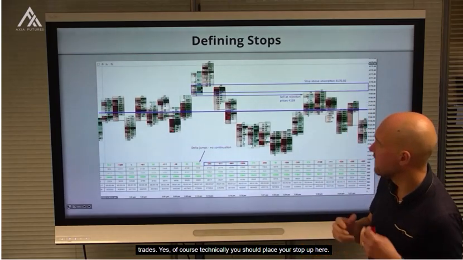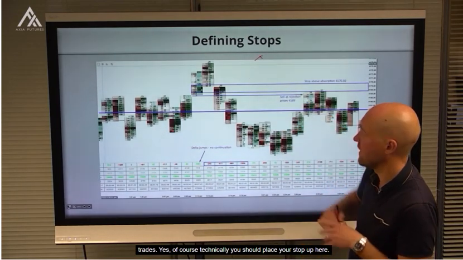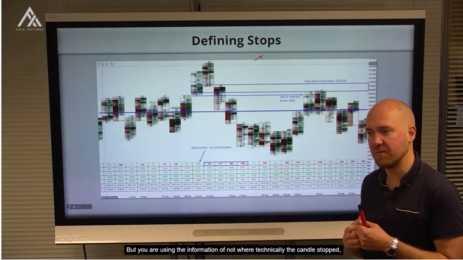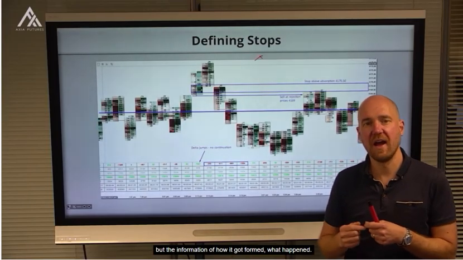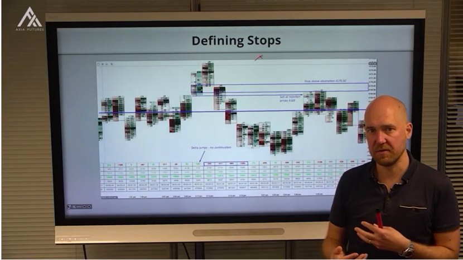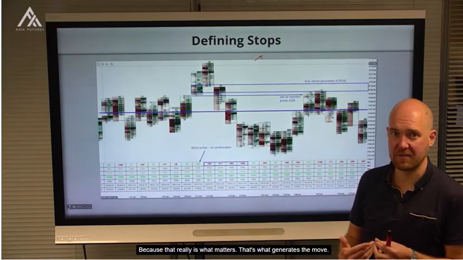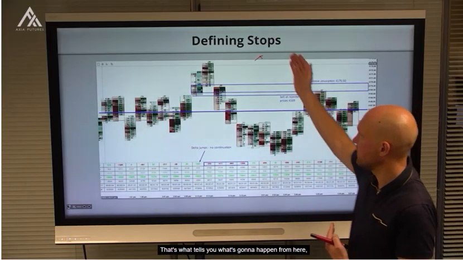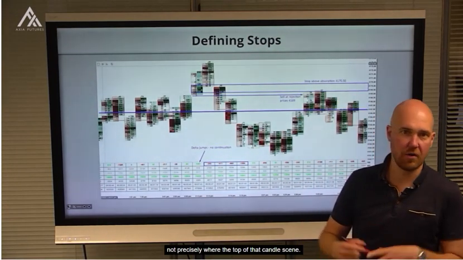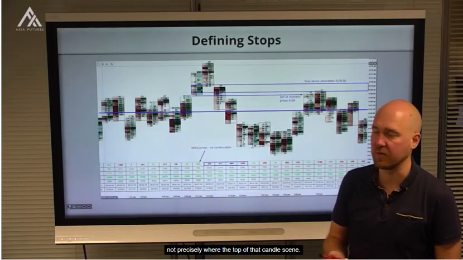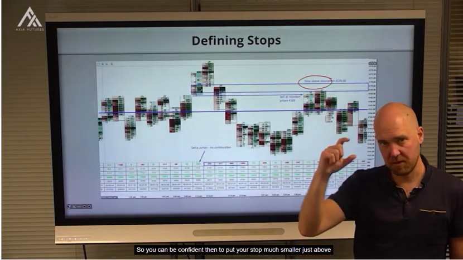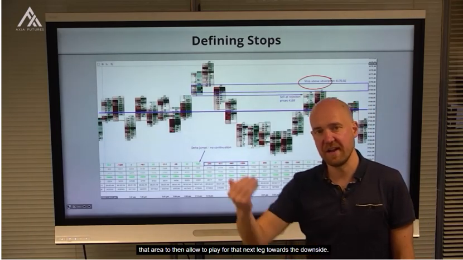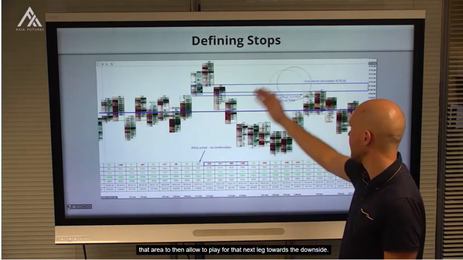Yes, of course, technically you should place your stop up here, but you're using the information of not where technically the candle stopped, but the information of how it got formed, what happened, because that really is what matters. That's what generates the move. That's what tells you what's going to happen from here, not precisely where the top of that candle comes in. So you can be confident then to put your stop much smaller, just above that area, to then allow to play for that next leg towards the downside.